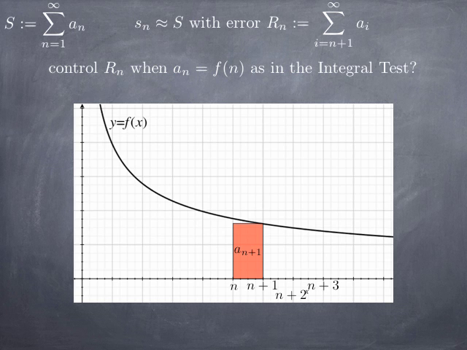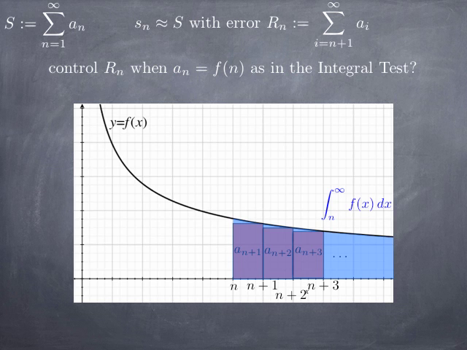And we can do that for a_{n+2}, represented by a rectangle where one side is over the x-axis. It's a side of length 1, ranging from n plus 1 to n plus 2. For the height, we take the value of the function at n plus 2, and then we get f of n plus 2 for the area, in other words, a_{n+2}, and we keep doing that for all the values of the index, starting at n plus 1 and growing up to infinity. So that's a geometric representation of the error R_n.